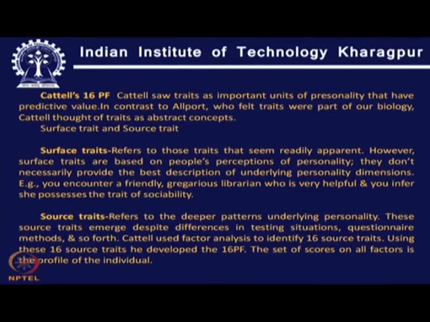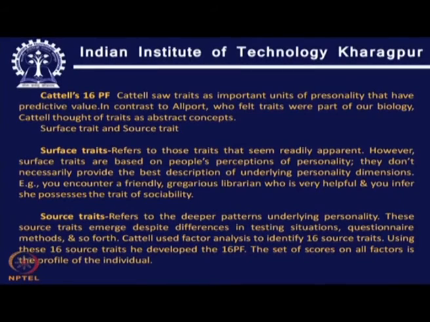According to Cattell, surface traits are those traits which are readily apparent, like others can view it and know. But surface traits are based on people's perception of personality, and it does not tell the reality of the person, the underlying personality dimensions.